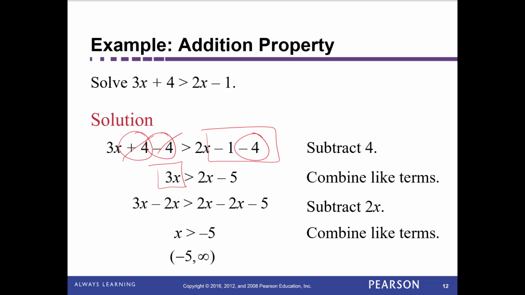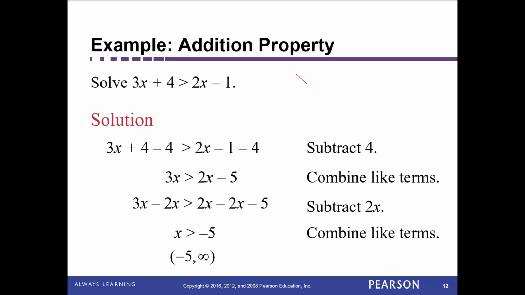I'm going to subtract 2x from both sides so that I can get my x's all on one side. So on the left-hand side, I've got 3x minus 2x. That, of course, just leaves me with x is greater than, those cancel out, negative 5.